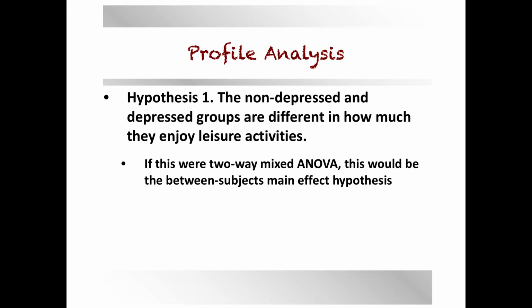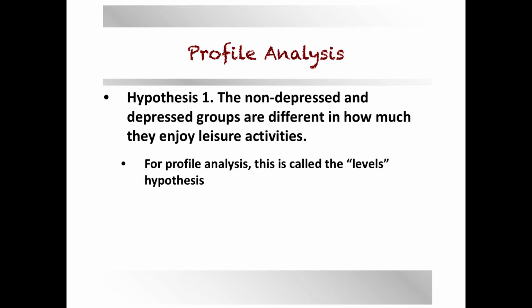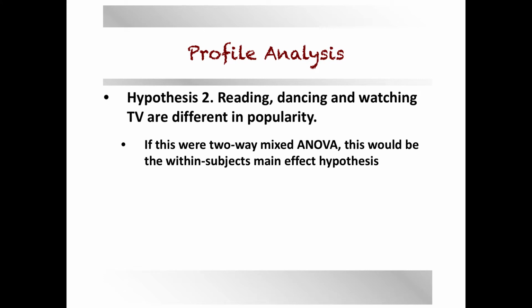So the first hypothesis here is a difference between groups. This looks like a between subjects or independent samples ANOVA main effect. In this case, we're making a hypothesis clumping all leisure activities together and hypothesizing that the 2 groups are different. So this is called the levels hypothesis because you're comparing the different levels of the IV. In this case, there are 2 levels, depressed and non-depressed groups.